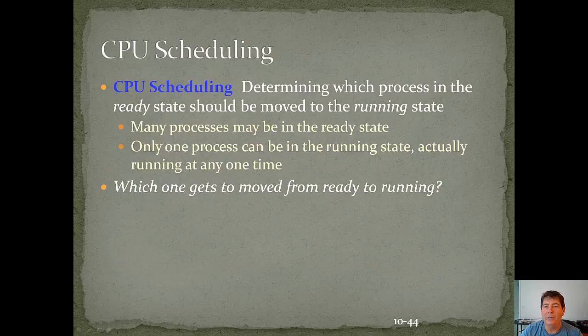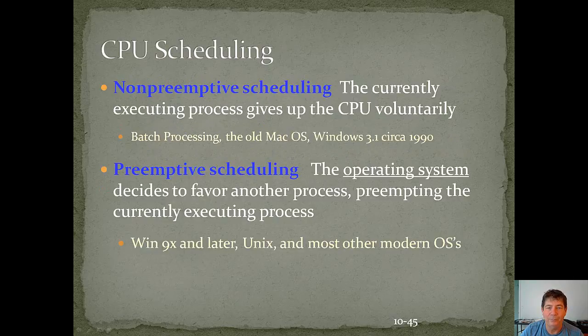CPU scheduling determines which process in the ready state should be moved to the running state. Many processes may be in the ready state. Only one process can be in the running state, actually running at any one time. Now, just to clarify, that's on a per core basis. Obviously, each core can have its own running process. Remember that even if you have 8 cores in your machine, each core is still going to be sharing itself with many processes. So which one gets to be moved from ready to running?